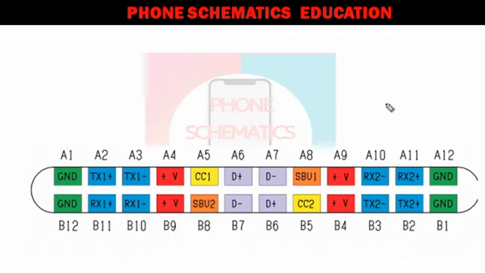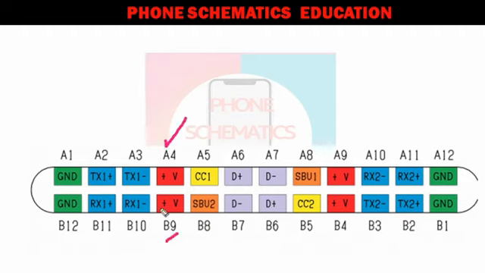You will see A2, B12, A12 and B1. These 4 pins are ground pins, right? From both ends and the upper and bottom sides. So when you flip the cable 180 degrees, it is still connected to the ground pin. Clear?